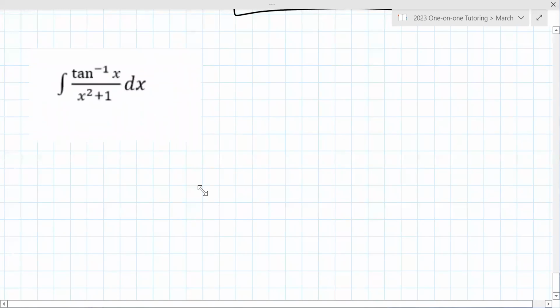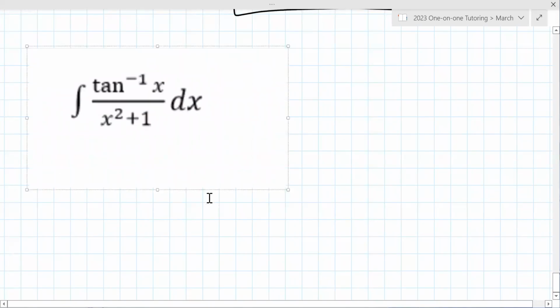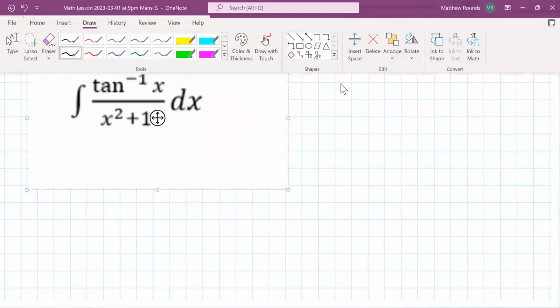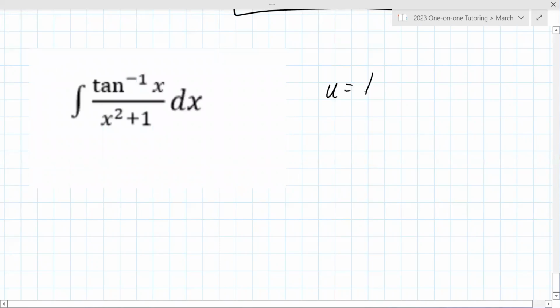Okay, here we go. This is still part of example 4, another integration. You should always be looking towards u substitutions. Your u here is arctangent of x, and the reason is its derivative, 1 over x squared plus 1 dx, is already in the integral.